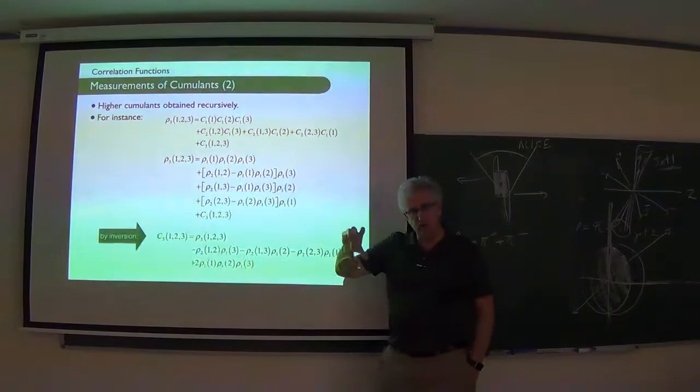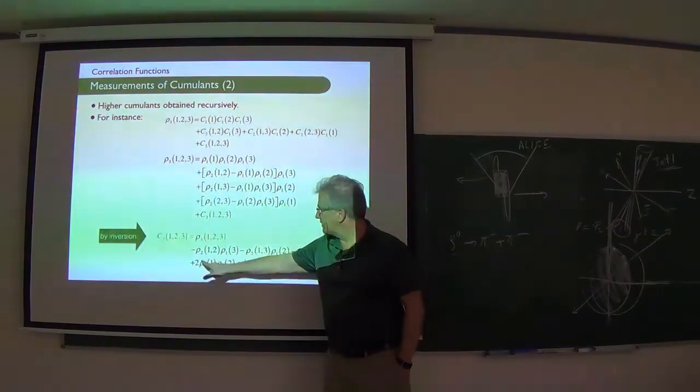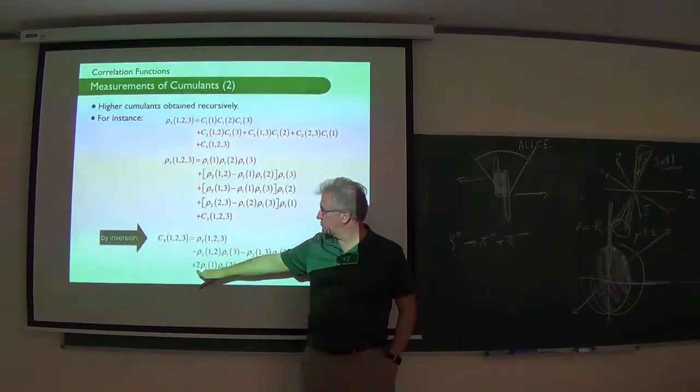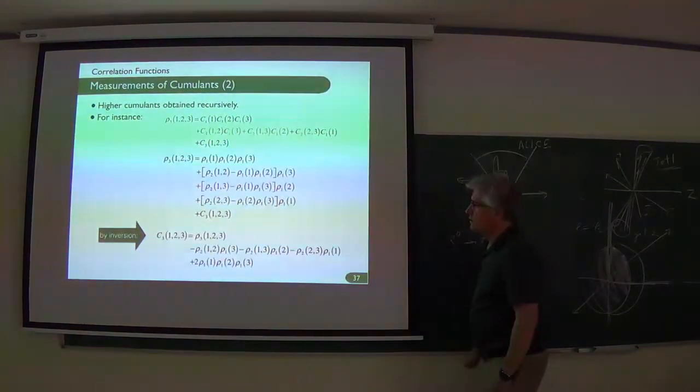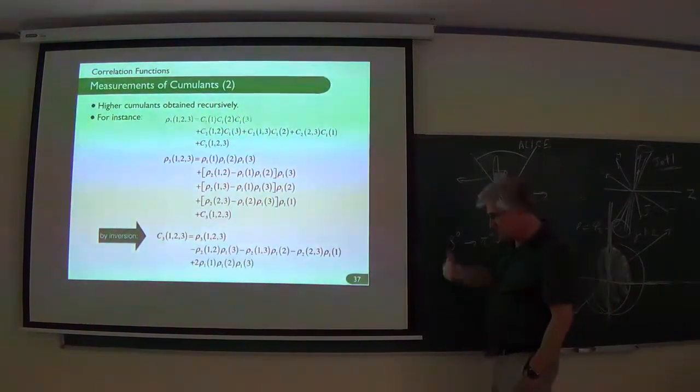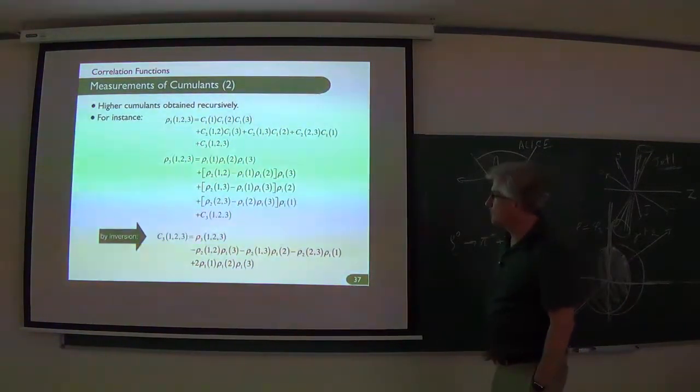The algebra is such that when we do this, you end up with minus signs here, and a +2 factor here. So that's the logic of doing these correlation functions.